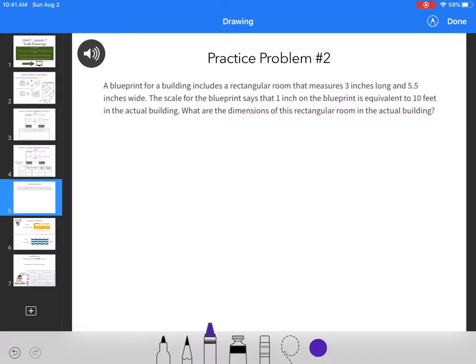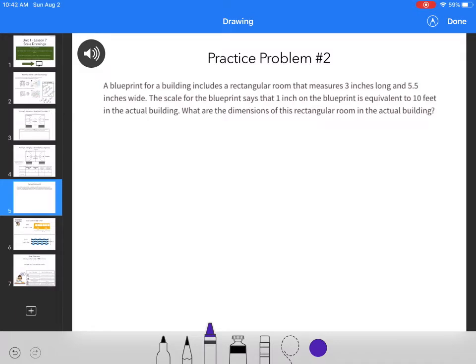A blueprint for a building includes a rectangular room that measures 3 inches long and 5.5 inches wide. The scale for the blueprint says 1 inch on the blueprint is equivalent to 10 feet. In the actual building, what are the dimensions of the rectangular room?